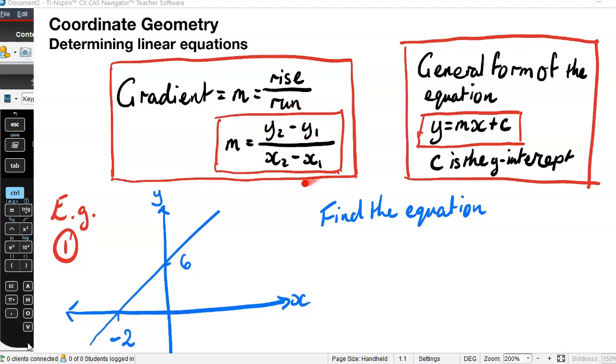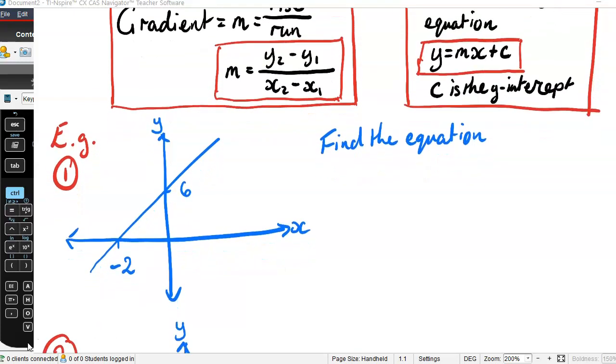And this is how we write that out: y2 minus y1 divided by x2 minus x1. Remember, that's the coordinates for point 2 and the coordinates for point 1. You have to be consistent which is point 1, which is point 2 when you're working this out. Also, remember the general form of the equation is y equals mx plus c, where c is the y-intercept.